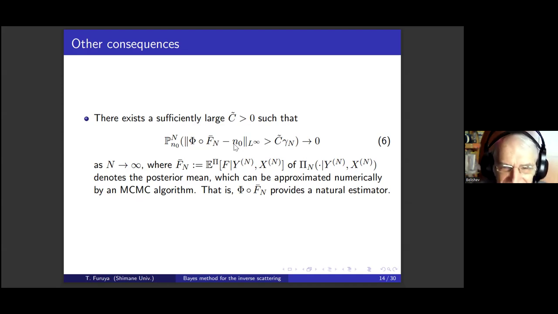Okay. Sorry, our slide was a very quick introduction to Bayesian methods. Sorry for that. Next time I will explain more, with a kind introduction to Bayesian methods.